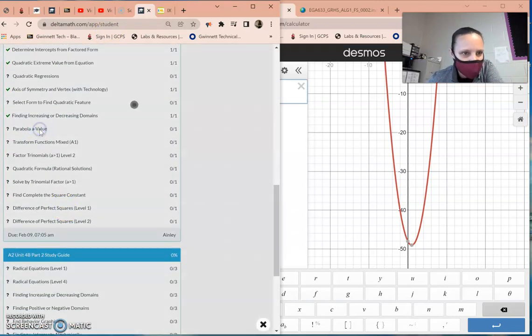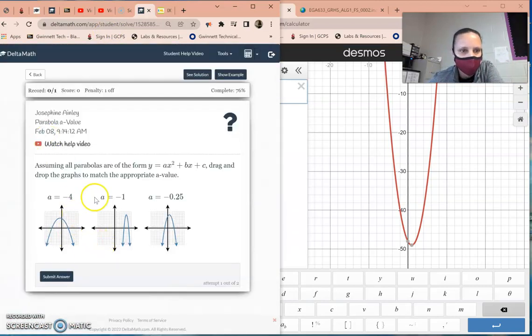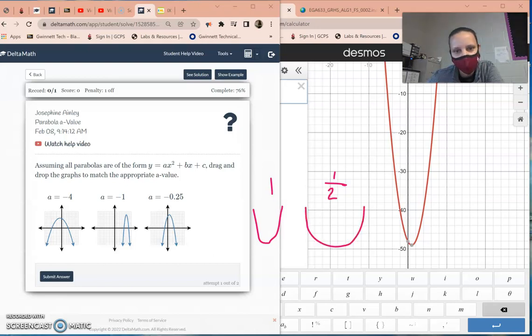All right, parabola A value. This one's actually pretty easy if you just have to remember it. So the smaller the number, it's going to be opposite. The smaller the number, the wider the graph. So for example, if the number is 1 and I have a graph like this, if I have like a half, it's going to be wider than this. It's going to be wider, right? So the smaller the number, the wider the graph.